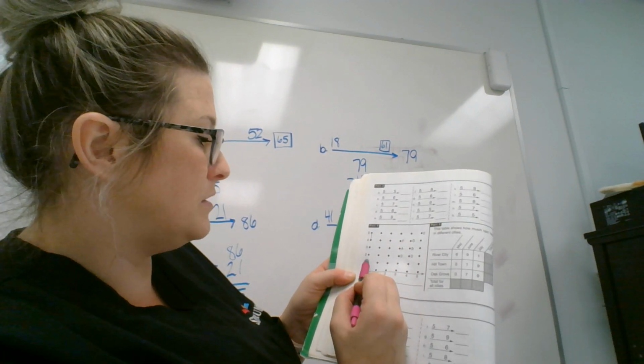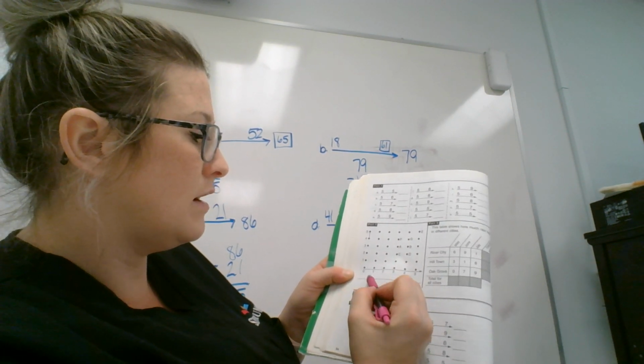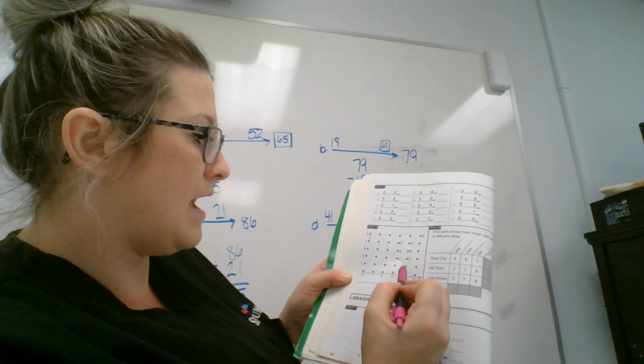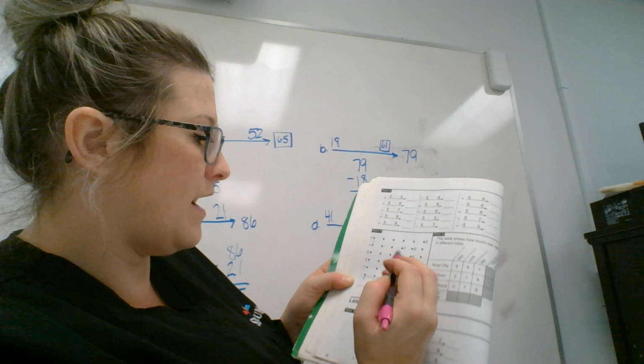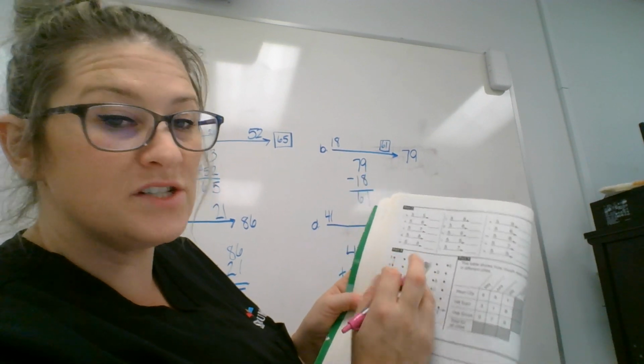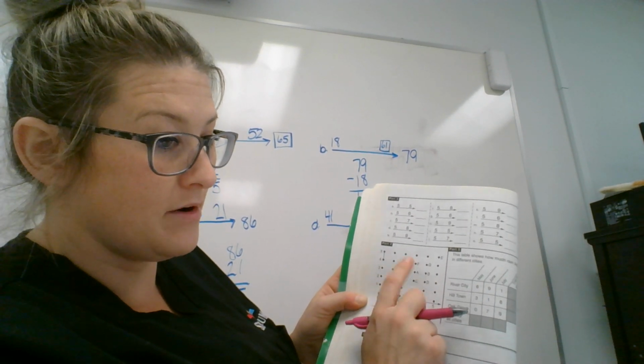So if this is my rectangle, my number sentence is going to be 1, 2, 3, 4 times how many high? 1, 2, 3, 4, 5. 4 times 5 is 20. There will be 20 squares, 20 dots in here.